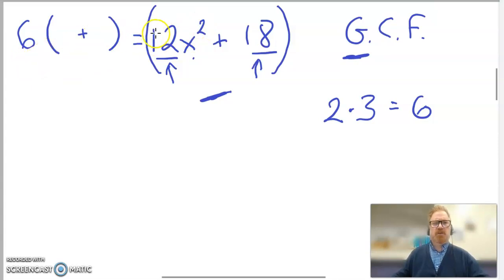Well, 12 divided by 6 is 2. This 6 doesn't take anything away from the x squared, so x squared. Okay, plus, since this is an addition, that operation doesn't change. What is 18 divided by 6? 3. There's no variables to deal with, so it's just a straight division problem.